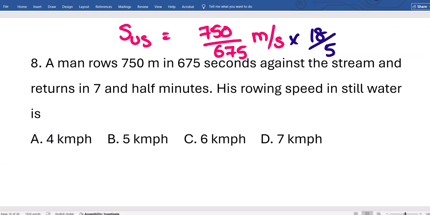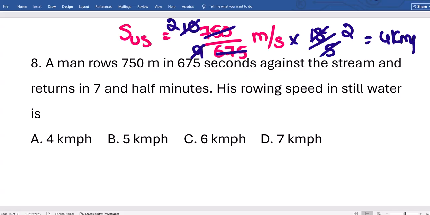18 by 5, right. This is 75 10 times, 75 9 times, 9 1 9, 2 times. This is also 2 times cancel. We'll get 4 kilometer per hour. This is SB minus SS, 4 kilometer per hour.